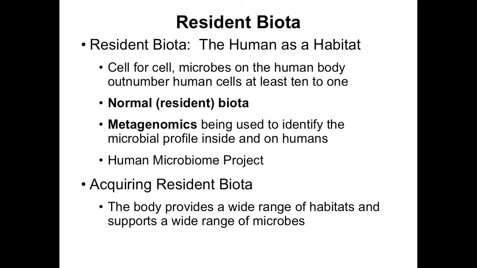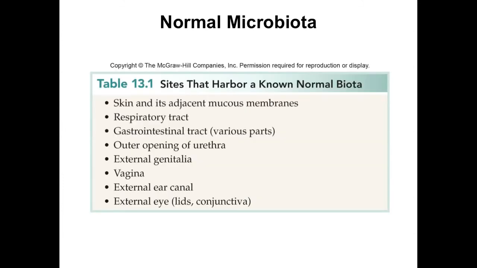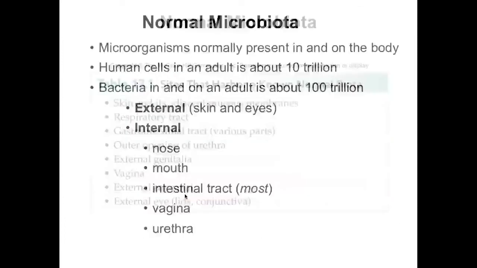It's pretty cool. And how do we acquire resident microbiota? So we get these from the environment generally. We can also get them from our mothers and occasionally from our fathers. So normal microbiota you can see pretty much everywhere: skin, adjacent mucous membranes, respiratory tract, gastrointestinal tract, outer opening of the urethra, external genitalia, vagina, external ear canal, external eyelids, and so on.